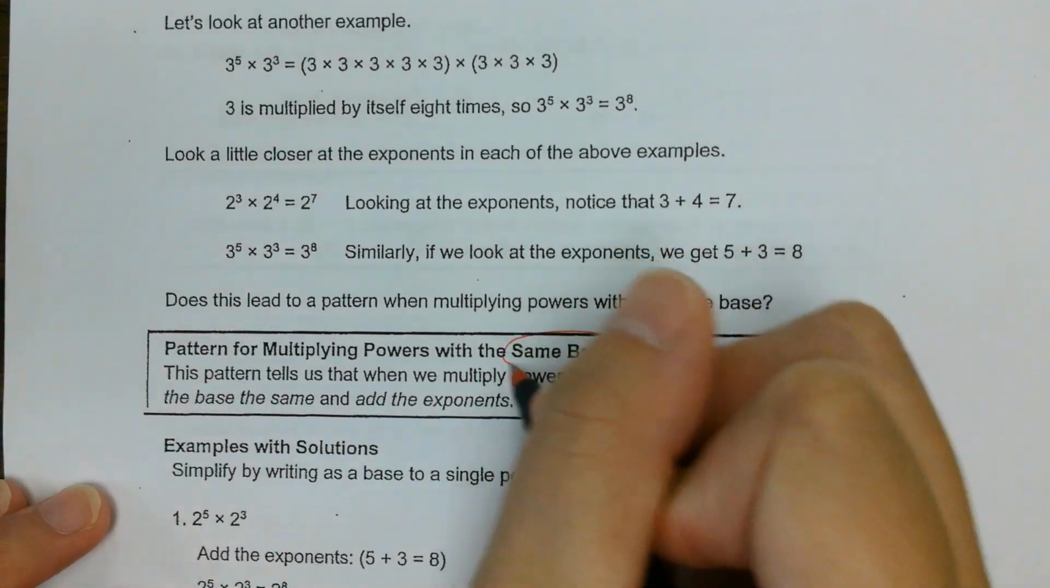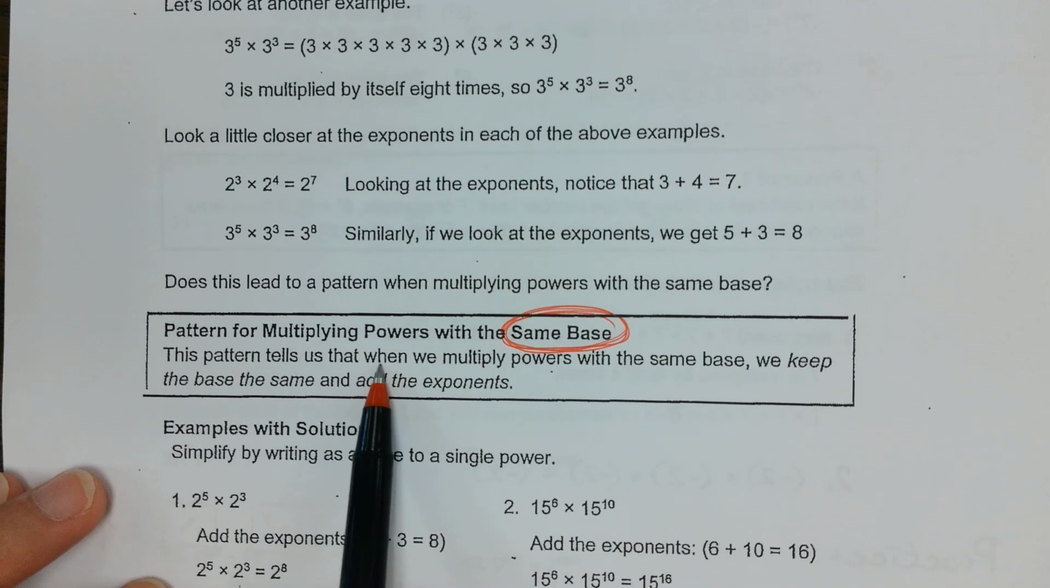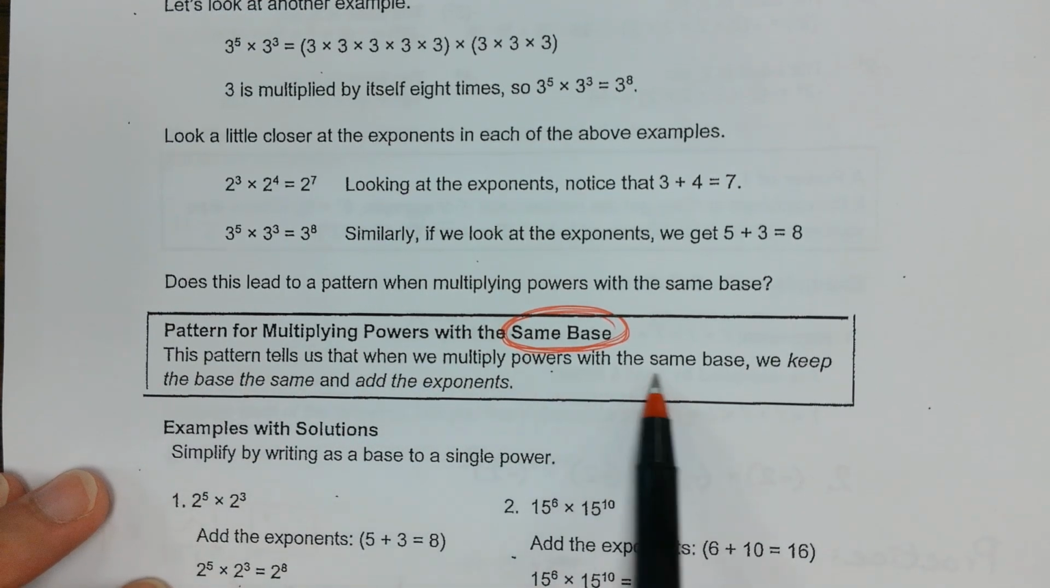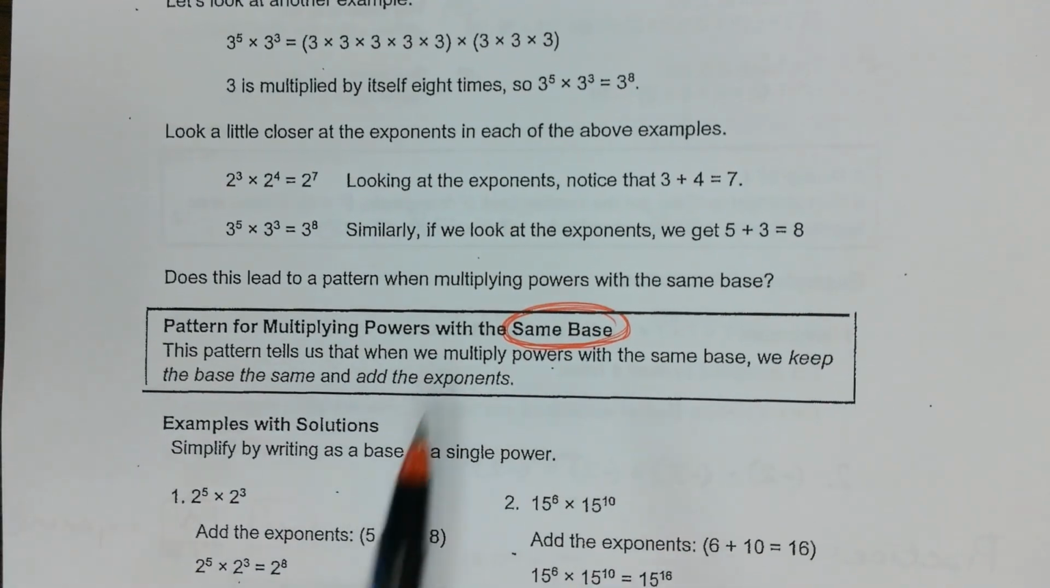The key word right here, same base. If it's not the same base, you cannot combine the exponents. So this pattern tells us that when we multiply powers, we keep the base the same and just add the exponents.